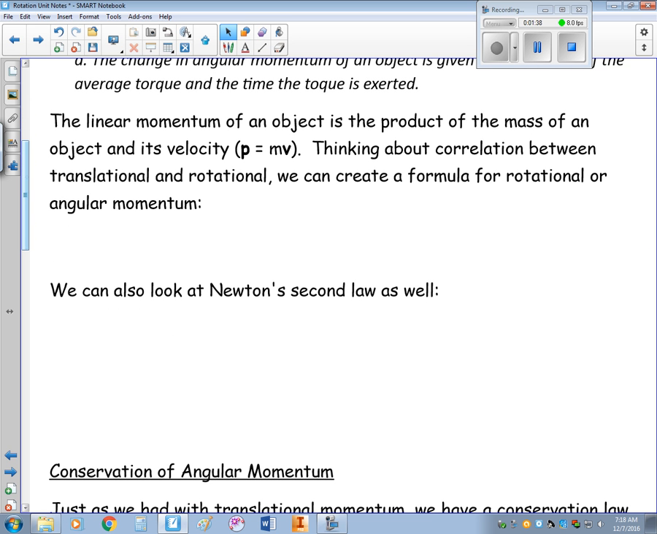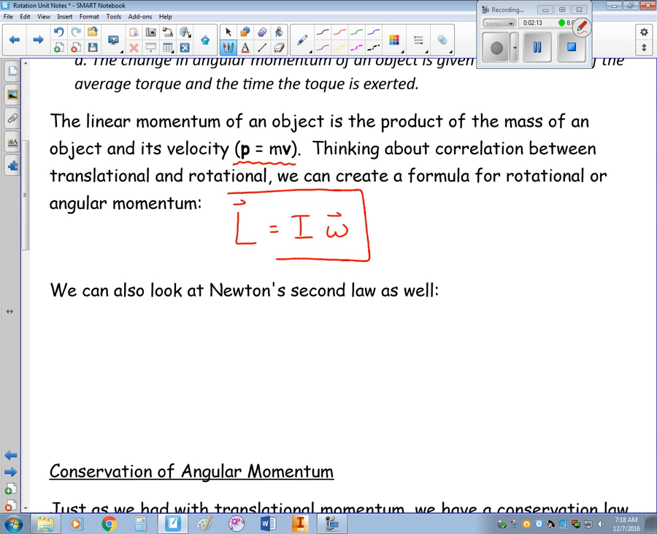Okay, so linear momentum, let's review that. It's the product of mass and velocity. So momentum was mass times velocity. I have the p and v boldface because they're vectors. So thinking about the correlation between translational and rotational, we can find that the angular momentum, we use L for angular momentum, equals the rotational equivalent of mass, which is moment of inertia, and the rotational equivalent of velocity, which is angular velocity. So this is how we calculate angular momentum. It's kind of like p equals m times v.